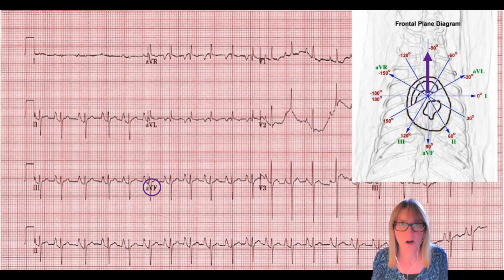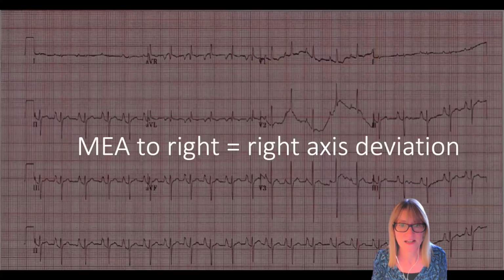If we recall, that's sort of exactly opposite to where the mean electrical axis typically points. We know it usually points down in the region of the positive poles of lead 2 or aVF. So what we can say here is that we most definitely have a shift of our mean electrical axis to the right, or a right axis deviation.